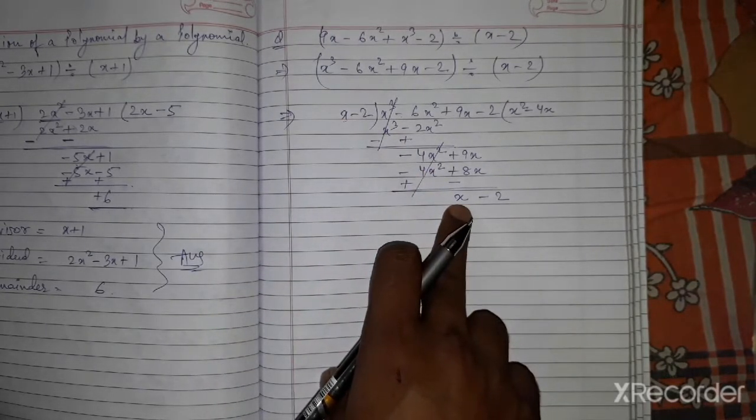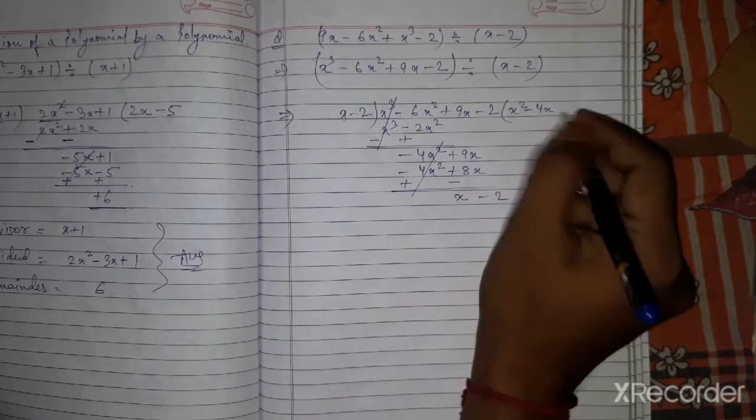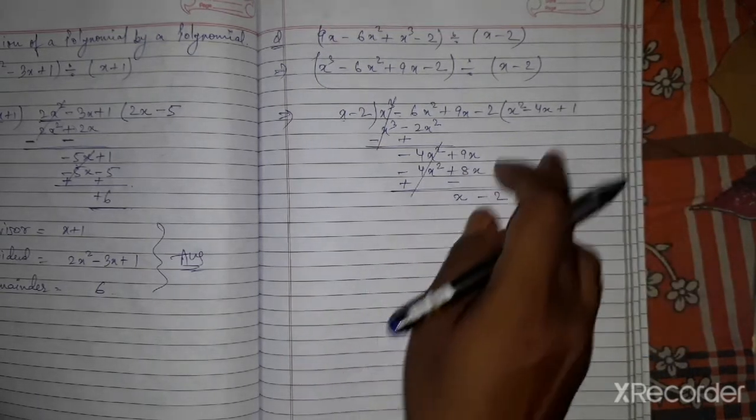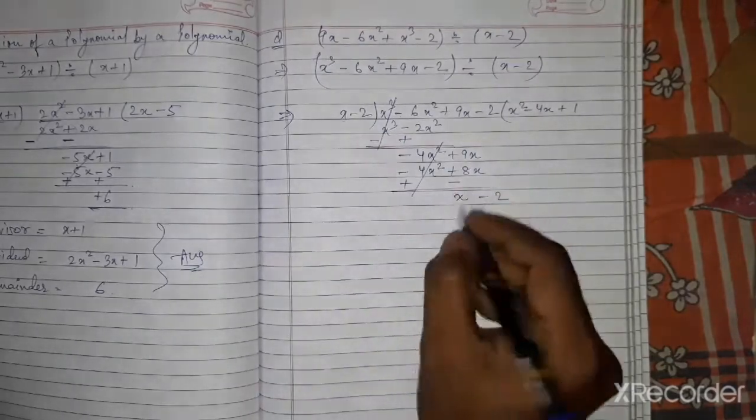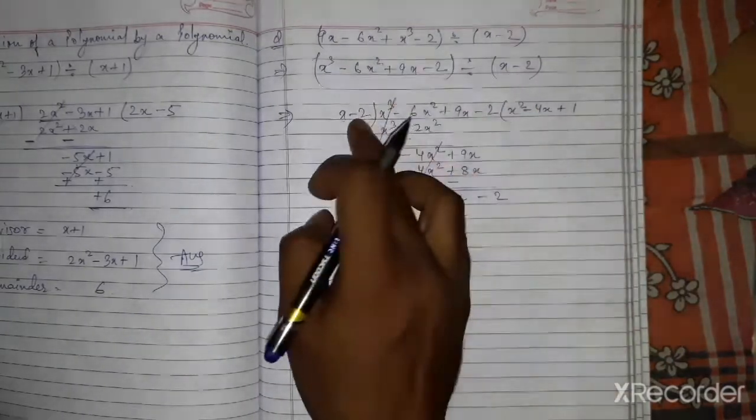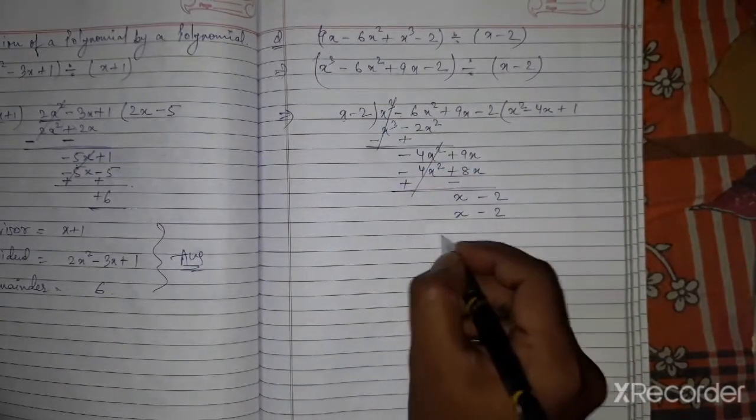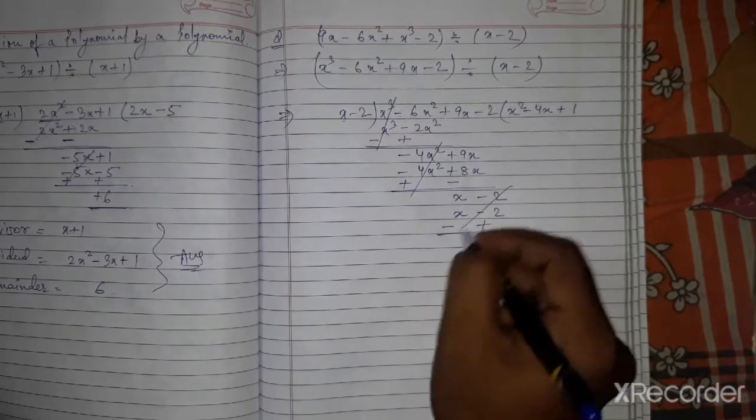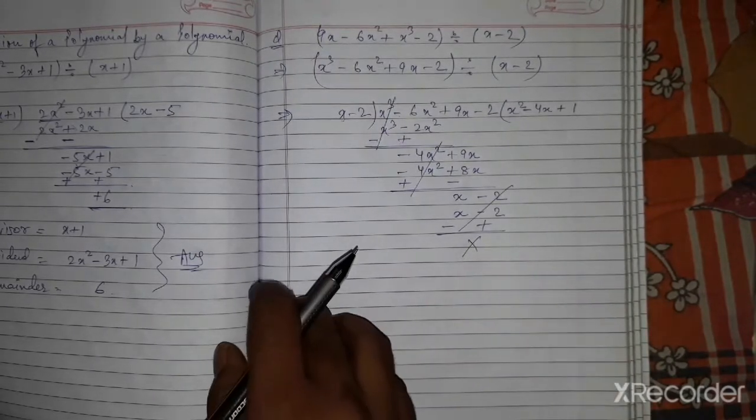So how much I will multiply? Yes, I will multiply plus 1. Plus 1 when multiplied with x, it becomes x, and plus 1 when multiplied with minus 2, it becomes minus 2. I will change the sign, and the whole will cancel out, and my remainder is 0.